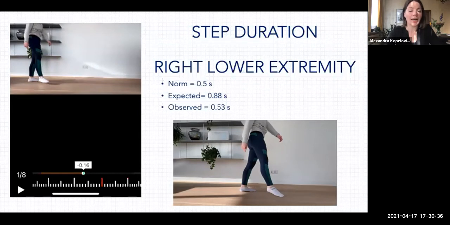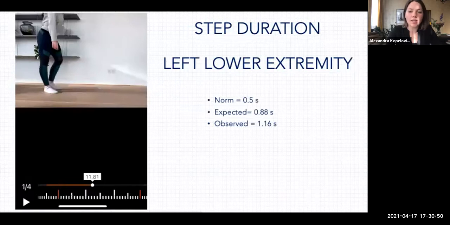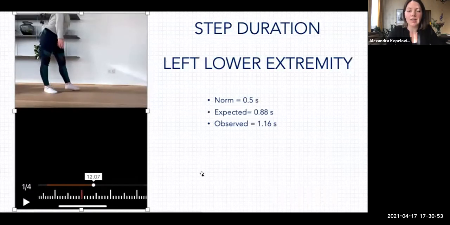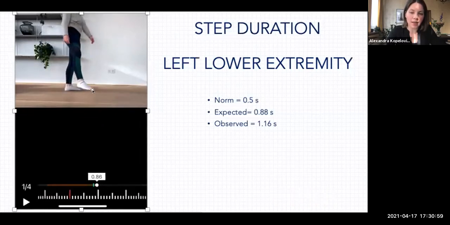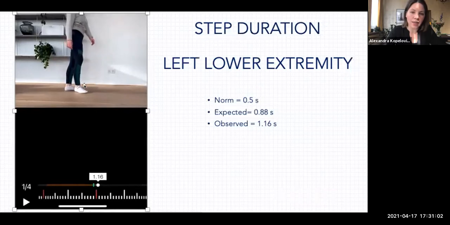Let's take a look at step duration on the left lower extremity. Another thing that you can do is of course compare these values to norms, to the average population, but you can also compare the right lower extremity to the left lower extremity. So let's take a look at the step duration at the left lower extremity. We begin at 0. This is where the left is bearing, and now swinging of the right, and now the right contacts the ground again, and we're at 1.16 seconds.